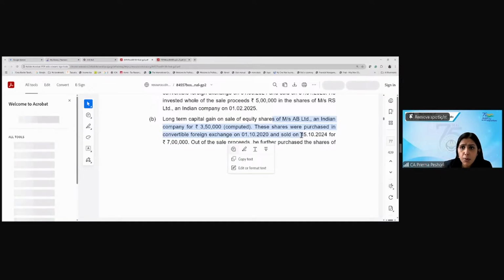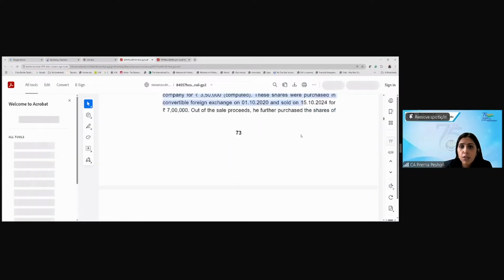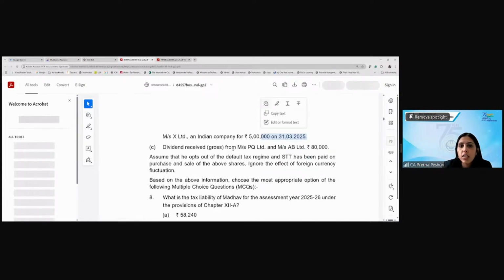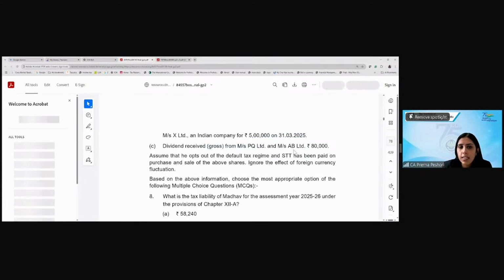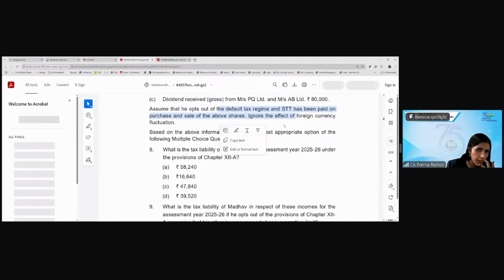Out of the sale proceeds, he further purchased the shares of X, an Indian company, for 5 lakh on 31st March 2025. Dividend received from EQ and AB is 80,000. Assume he is out of the default regime, STT has been paid. Ignore the effect of foreign currency fluctuation. What is the tax liability of Madhav for AY 25-26? Yes, so what is your answer?